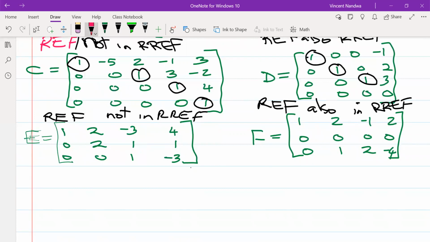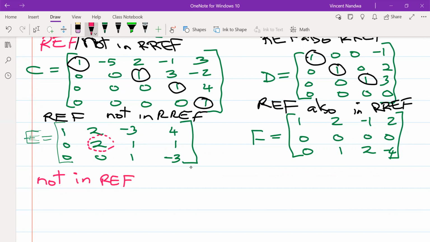Then E, is it in row echelon form? What makes it miss that property? Yes, the leading non-zero element in row 2 is 2, which shouldn't be the case. Remember, for a row echelon form matrix, the leading element of any non-zero row must always be 1, not 2. So that is what messes this up. So this is not in row echelon form.